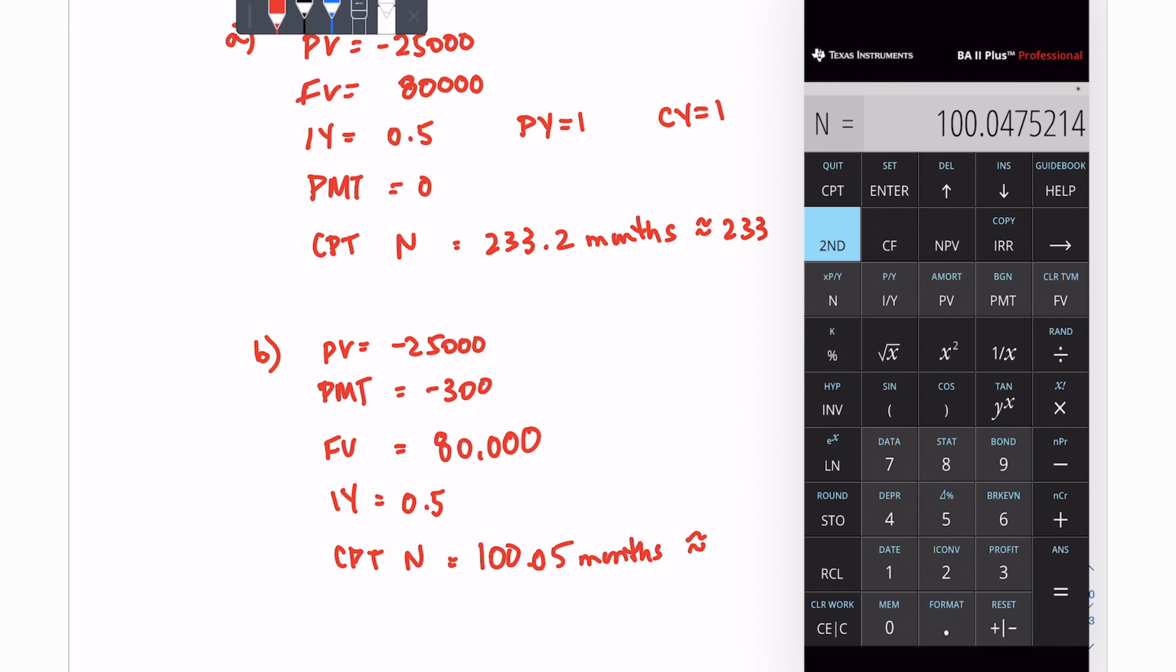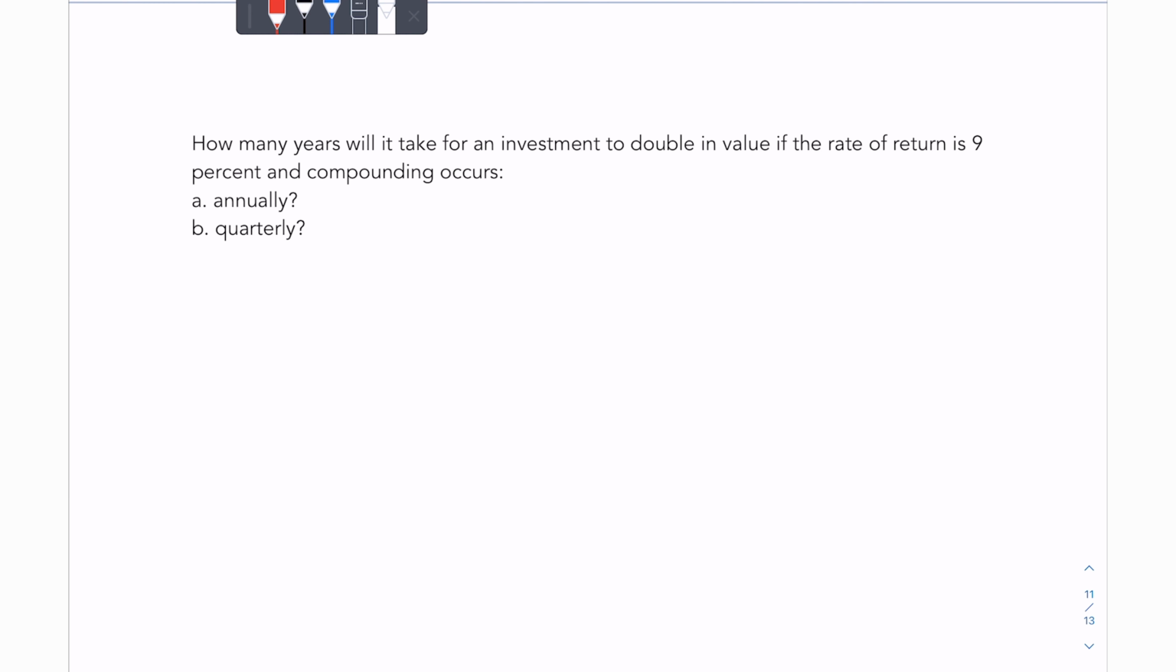How many years would it take to double your money at 9% with annual compounding and with quarterly compounding? And they want the answer in years. So for A, we're going to set our present value to -1 and our future value to +2. You can take any numbers as long as the future value is twice as much as the present value because we're trying to double it.